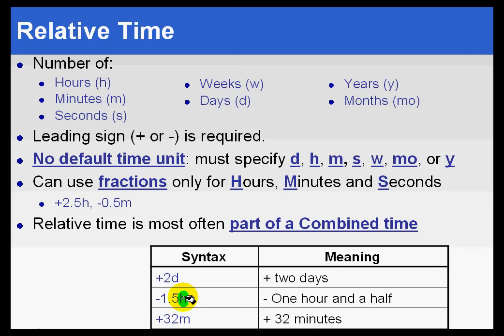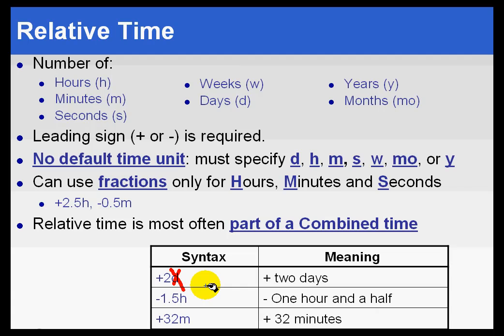Now this indicator here, hours, or H for hours, D for days, MO for months, etc. That's not optional. It is a requirement. There is no default time unit. So probably the single most common mistake we see people make is they will omit the indicator here.